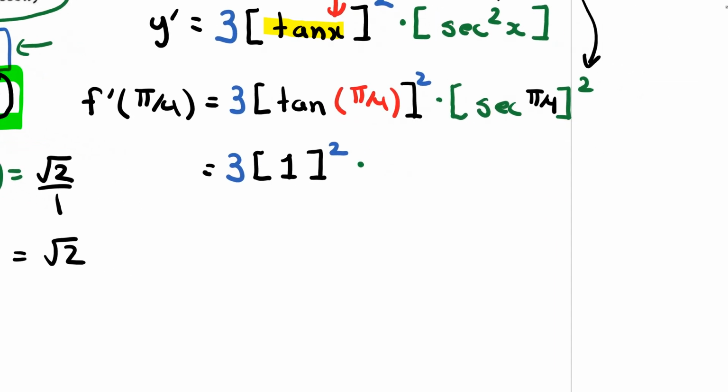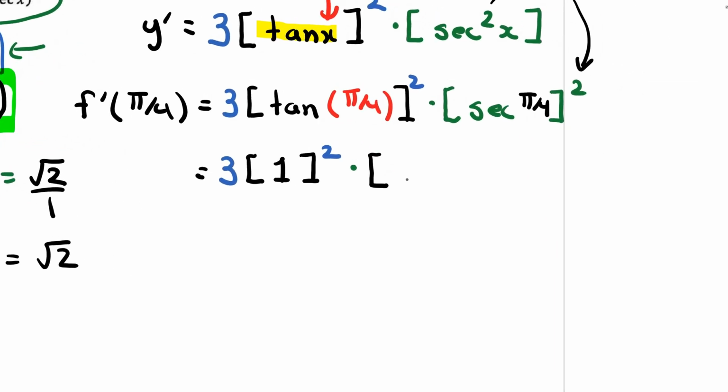Okay, so basically what I can do over here is write root 2, because secant pi over 4 is root 2, and then I just square that. And that right there gives me all the numbers I need. So this is going to be 3 times root 2 squared, which is 2, and 3 times 2 is going to be 6.